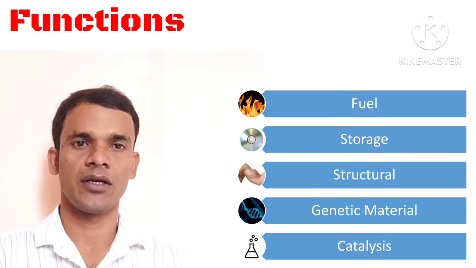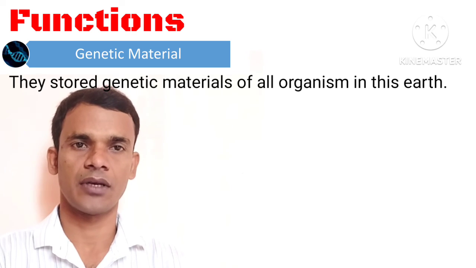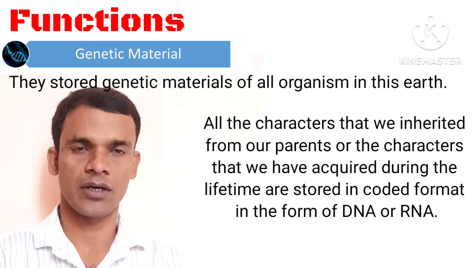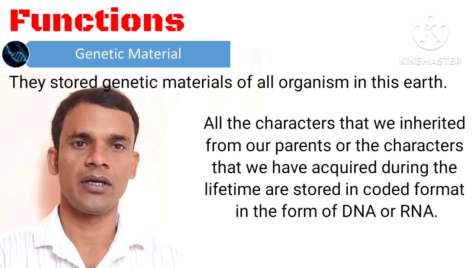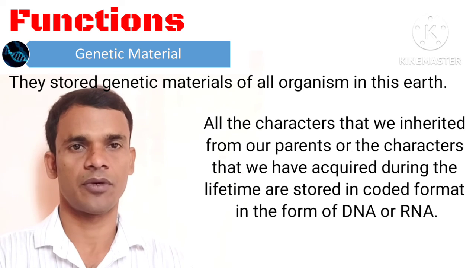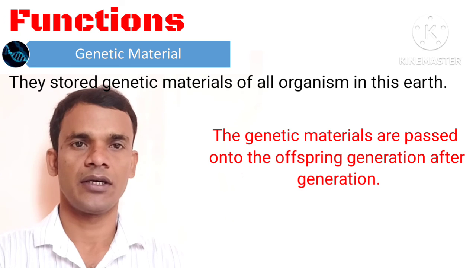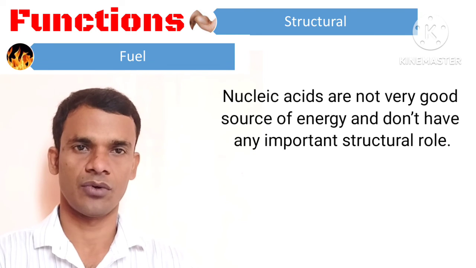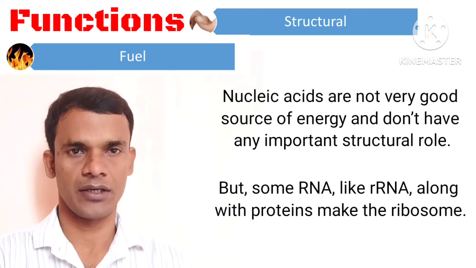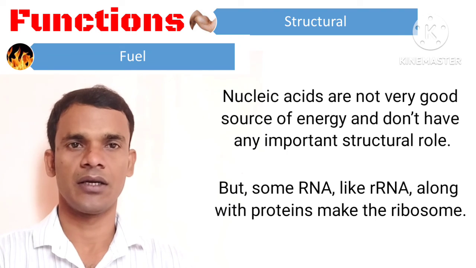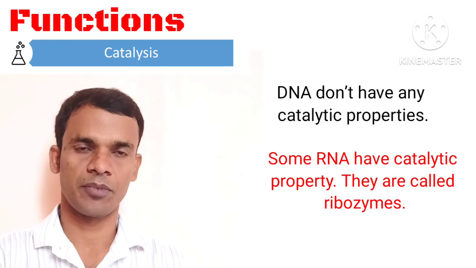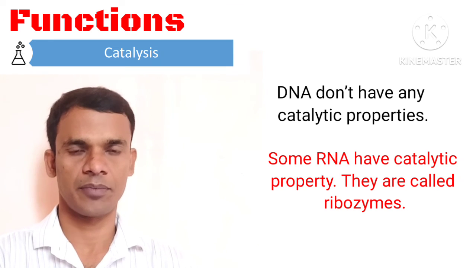They store genetic material of all organisms on this earth, like the characters that we have inherited from our parents or the characters that we have acquired during the lifetime are stored in coded format in the form of DNA or RNA. The genetic material is passed on to the offspring generation after generation. Nucleic acids are not a very good source of energy and don't have an important structural role, but some RNA like rRNA along with proteins make the ribosome. DNA doesn't have any catalytic properties, but some RNAs have catalytic property.